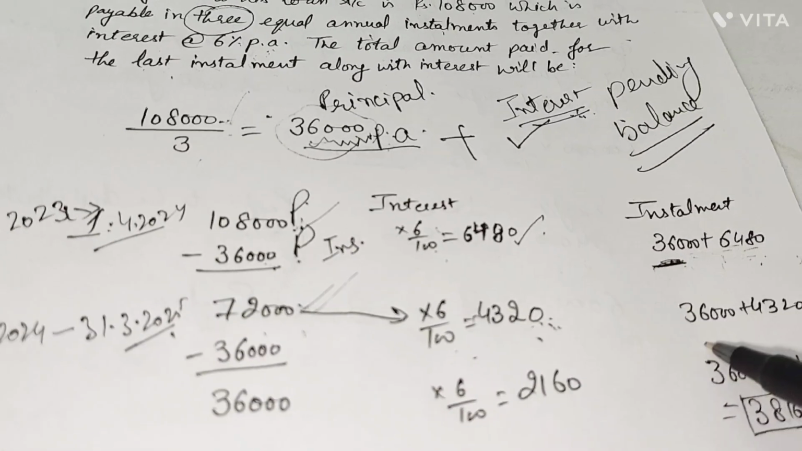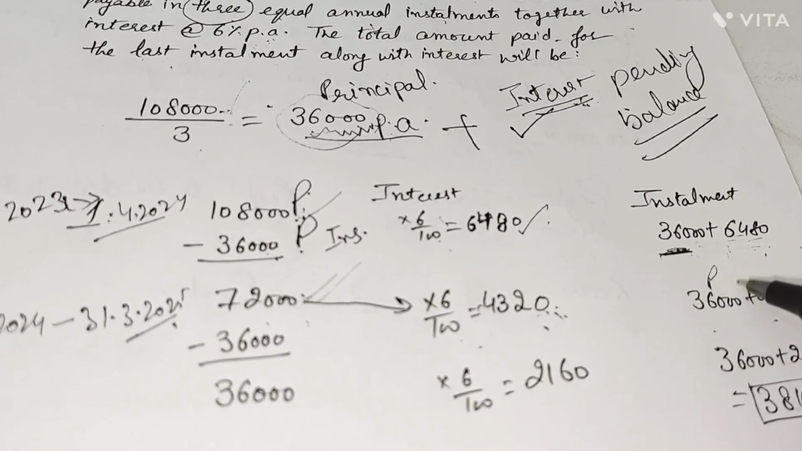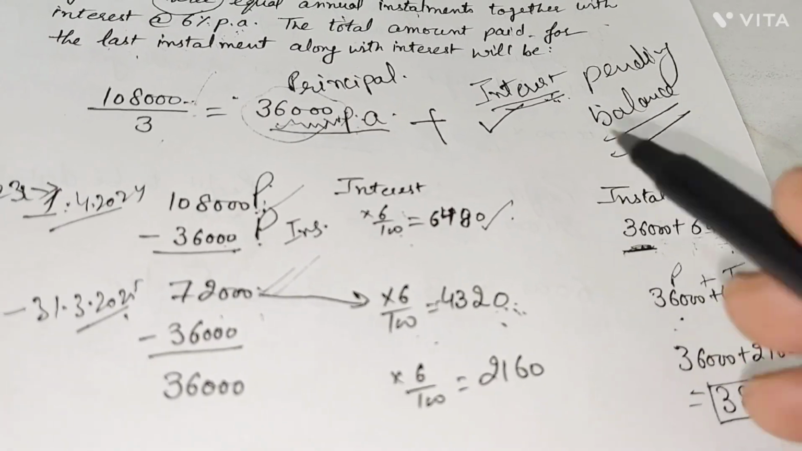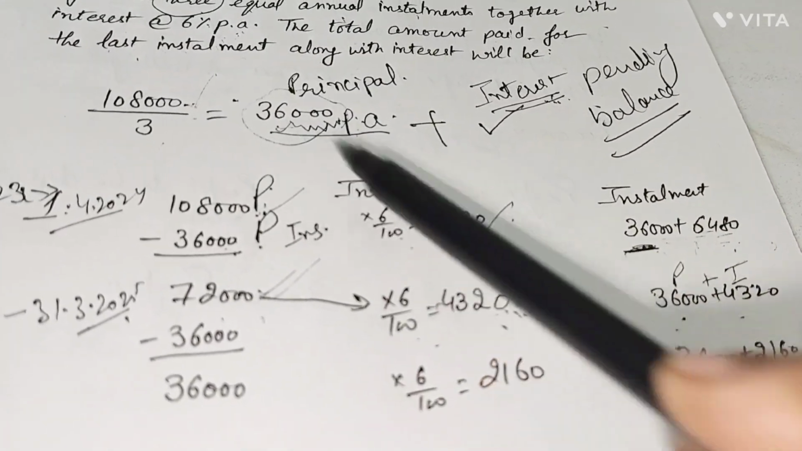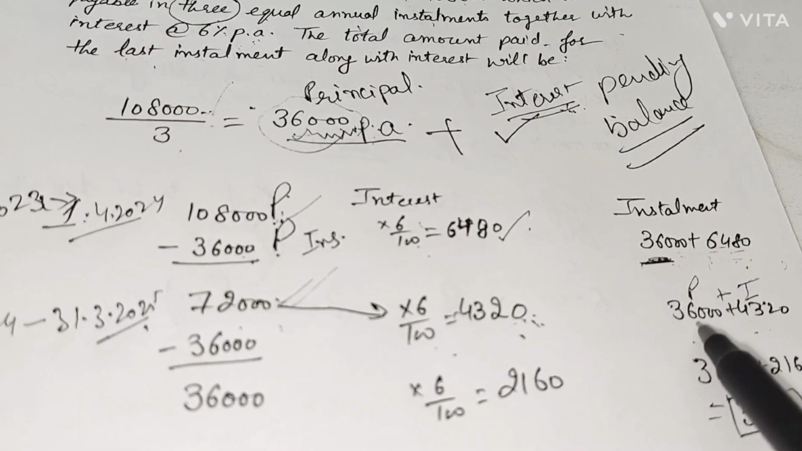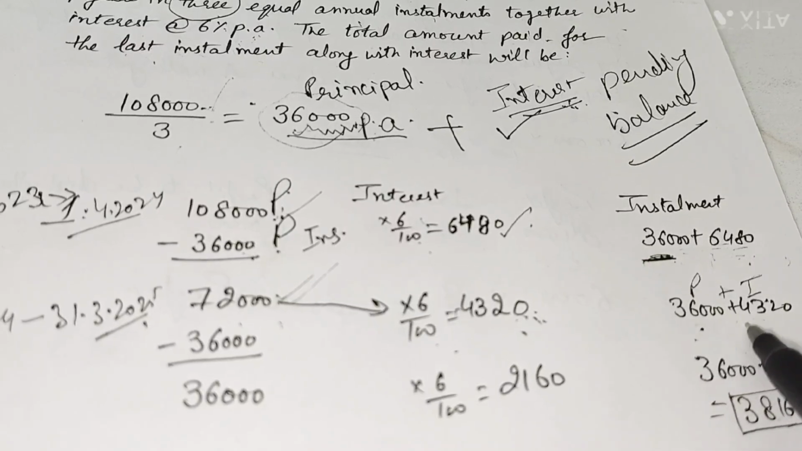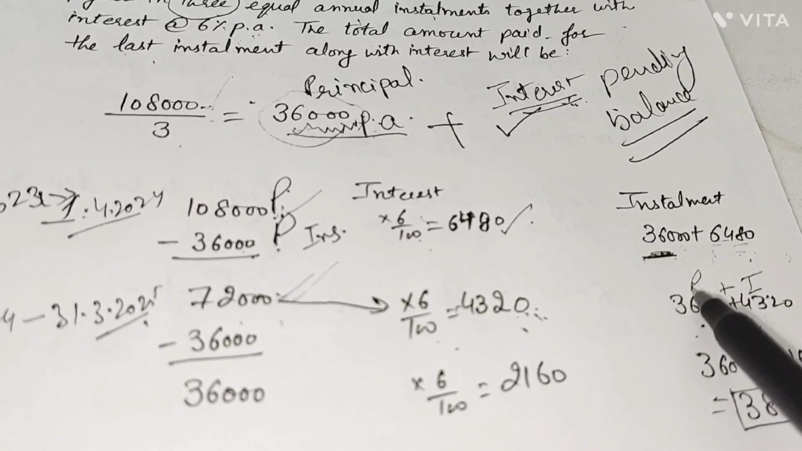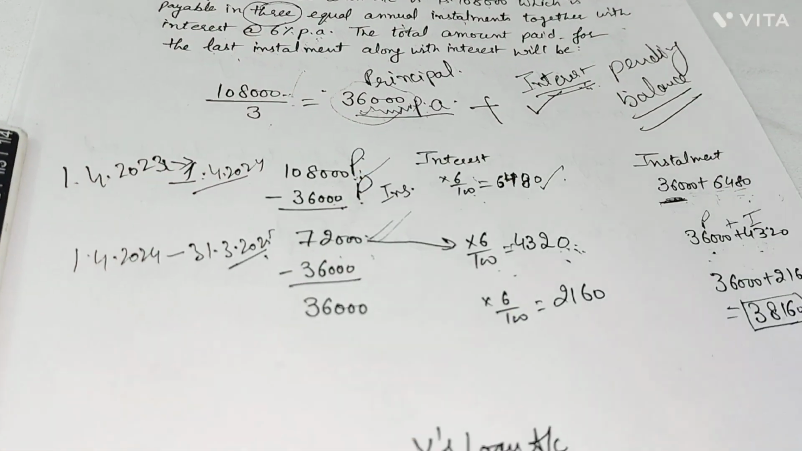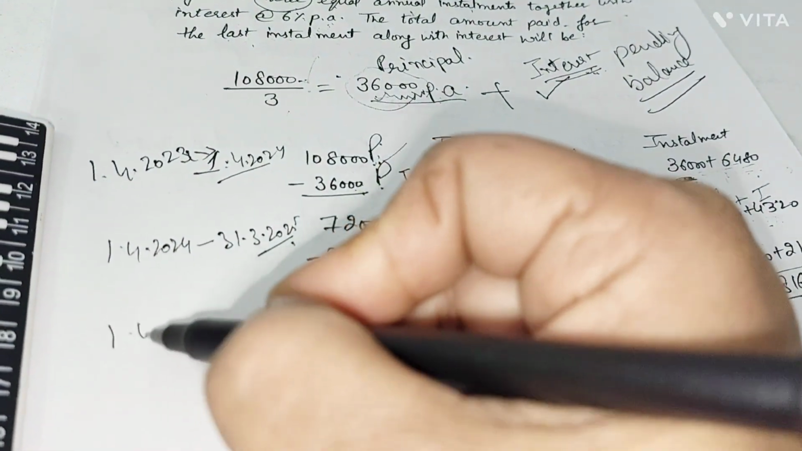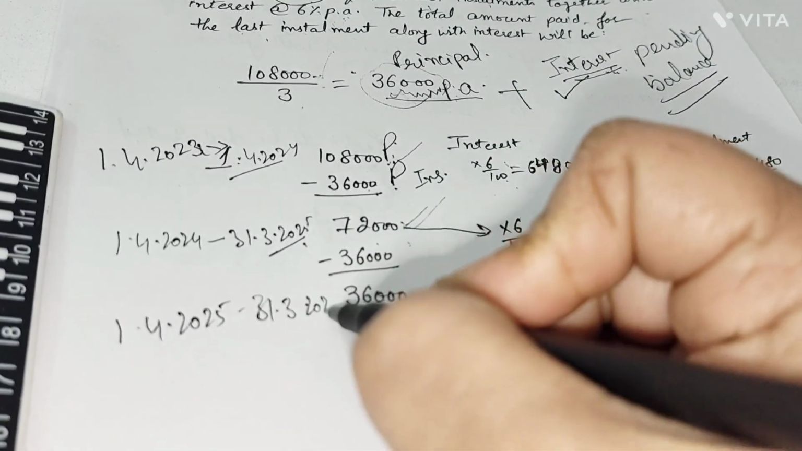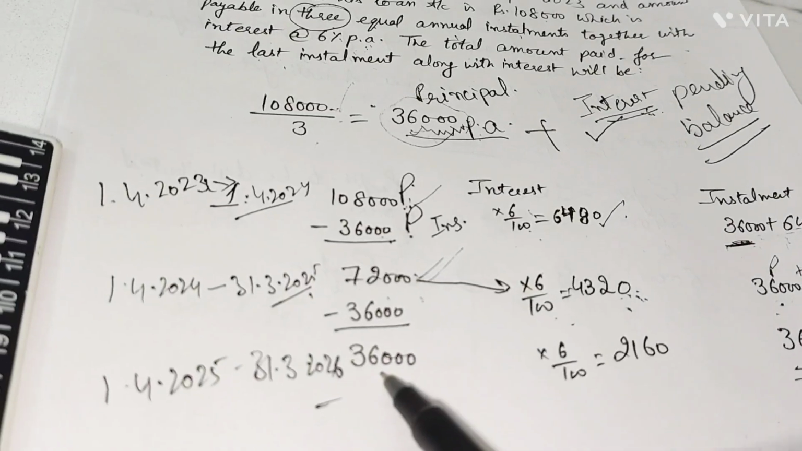Now the total installment would be principal plus interest. 36,000 is the principal, as we calculated the annual installment, together with interest. Here the interest amount is 4,320, right? So the total installment here would be 40,320, of which 36,000 is paid for the principal. So for the last year, from 1st of April 2025 to 31st of March 2026, how much amount was due now?